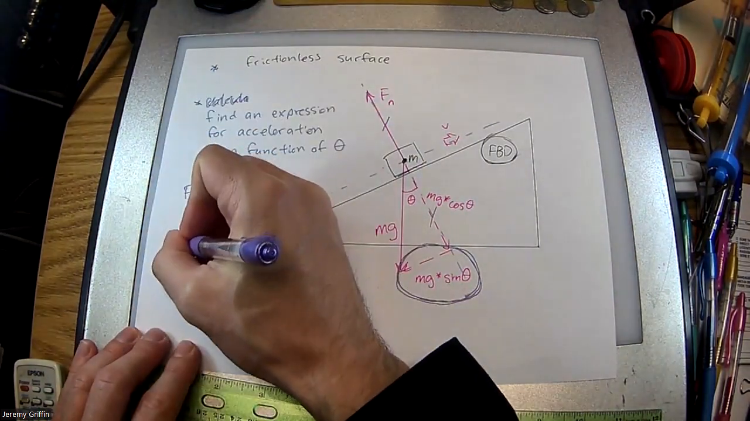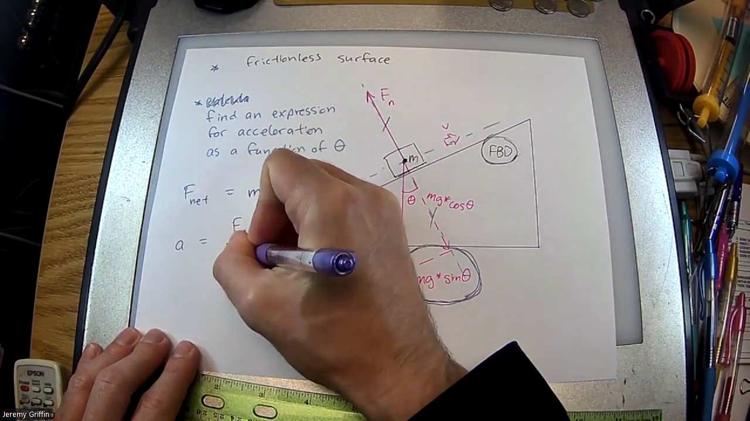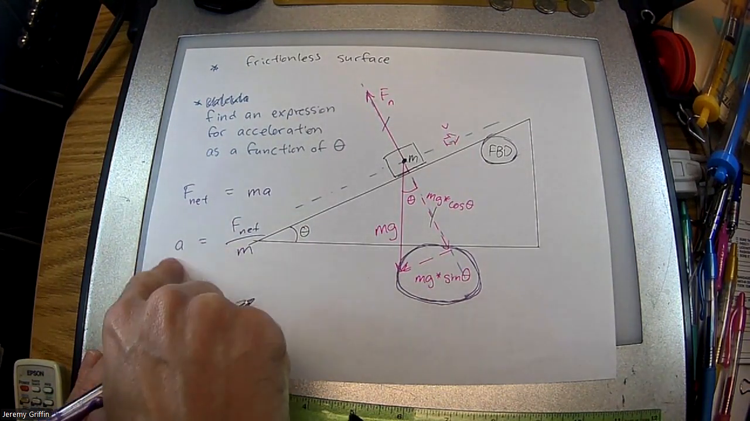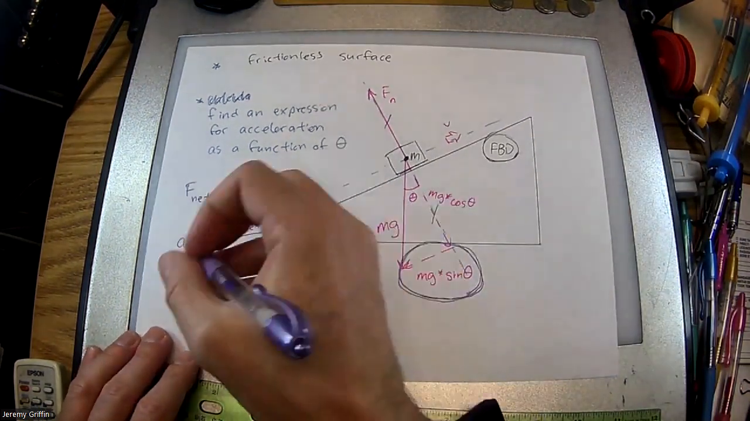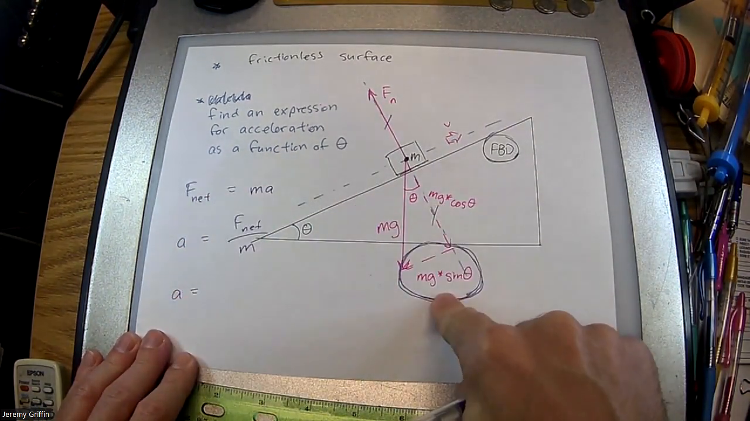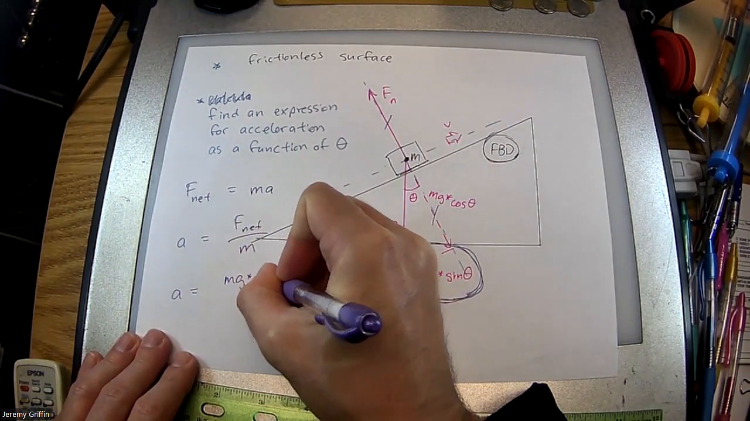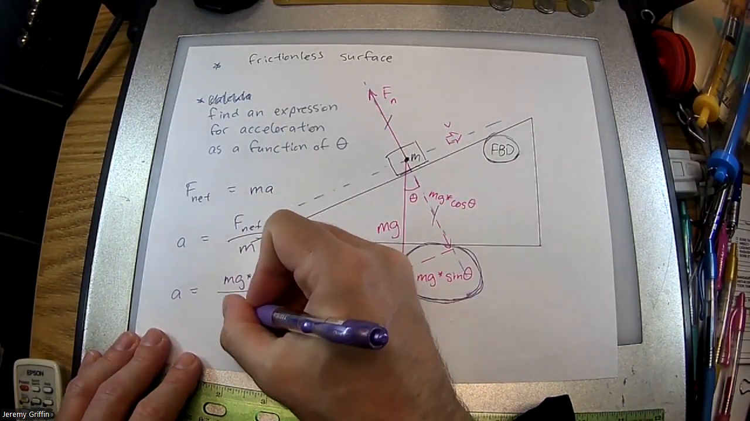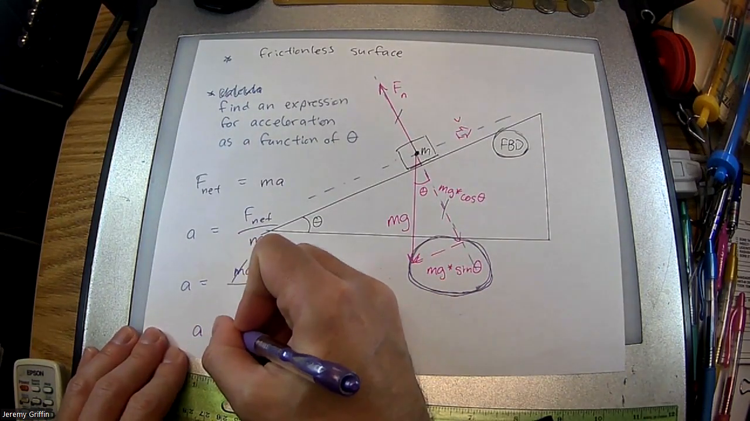Or maybe you started with the next step anyway: acceleration is net force over mass. I really prefer to think of Newton's second law of motion in its fraction form like that. How much does something accelerate? Well, what's the net force divided by mass? In this case, the net force is mg sine theta. So that net force is driving a block with mass m, the masses cancel, and you've got your answer.